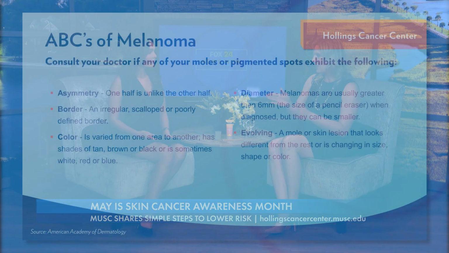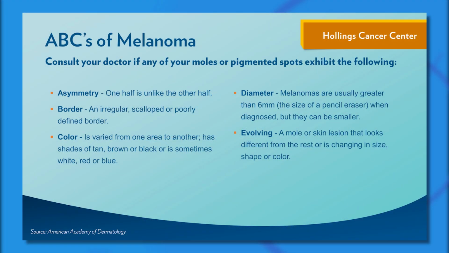So this is where I take it back to kindergarten, right? And we'll go through the ABCDs. So A stands for asymmetry. If one half of the lesion looks different than the other, you can't fold it in half, that's abnormal. B stands for border. So if it looks like a starburst pattern or scalloped edges, also not normal. You want to have a nice circular mole.